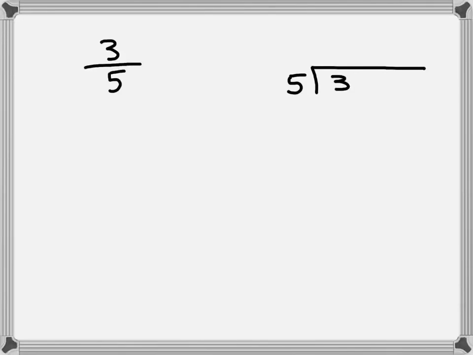Okay, let's look at converting fractions into decimals. So how are we going to write this as a decimal? It'll have to be 0 point something something something. The way we do it is with long division.